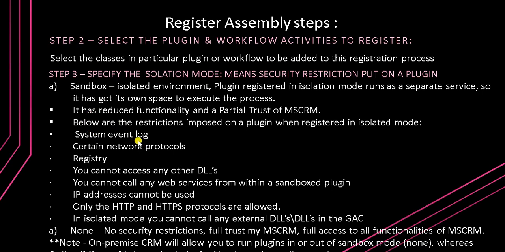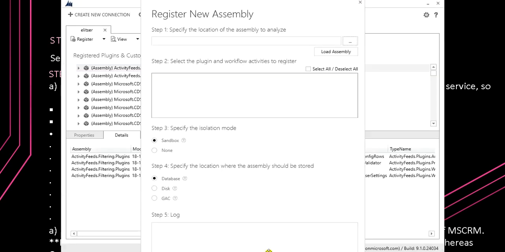The system event log can't be accessed if there is any reference to it in the plugin code. Certain network protocols and the registry cannot be accessed, and you cannot access any other DLLs. You cannot call any web service from within a sandbox plugin. IP addresses cannot be used. Only the HTTP and HTTPS protocols are allowed. In isolated mode, you cannot call any external DLLs or DLLs in the GAC. GAC is basically this option available here.